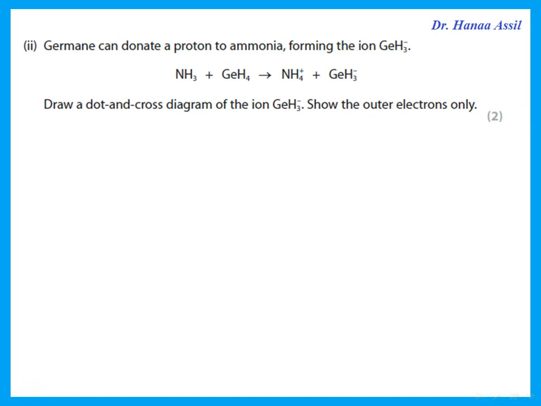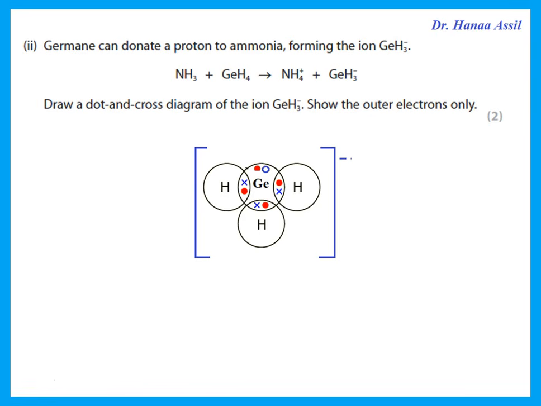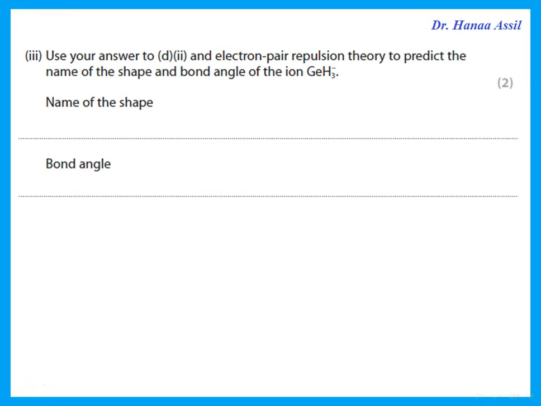Germane can donate a proton to ammonia, forming the ion GeH3-. Draw a dot and cross diagram of GeH3-. Show the outer electrons only. Remember, if we were to draw GeH4, that would have 4 hydrogens. He's saying he's going to lose one of the hydrogens. So he just removed a proton, but the electron that was used to bond with the Ge is still there. So we have Ge with a lone pair of electrons, and then it has 3 shared pairs of electrons with the 3 hydrogens. Remember, we have an overall negative charge.